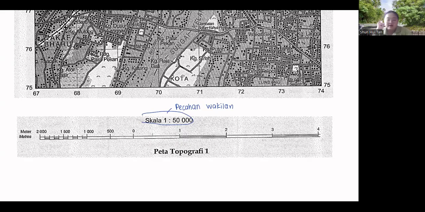So ask yourself first, what is the meaning of pecahan wakilan? How are you going to read this? So 1 represents 1 cm. Now 50,000 represents 50,000 cm. Both are in cm. What they are trying to tell you is that 1 cm is the distance on the map. If you measure 1 cm on the map, it represents 50,000 cm in real life.